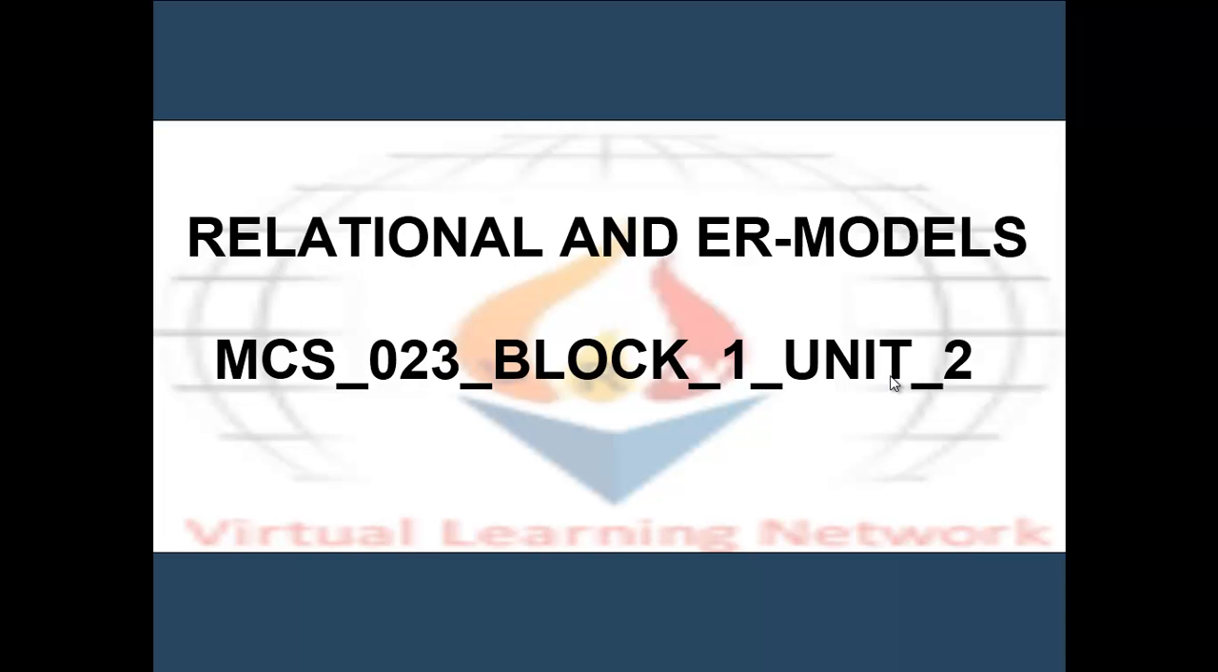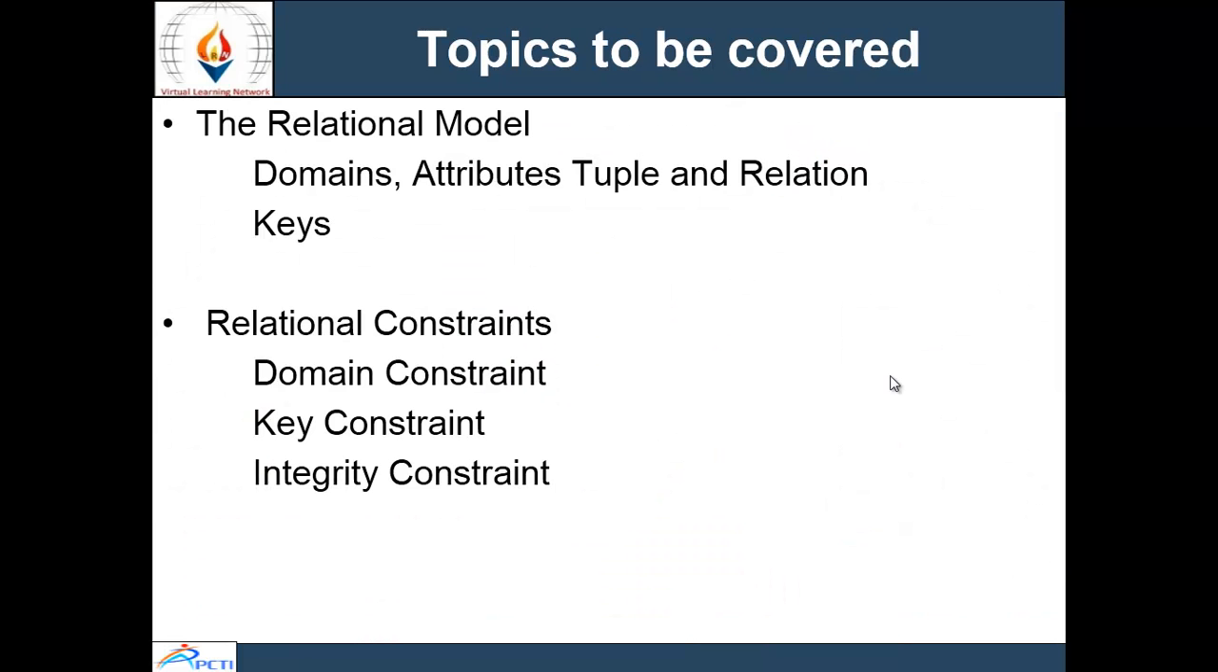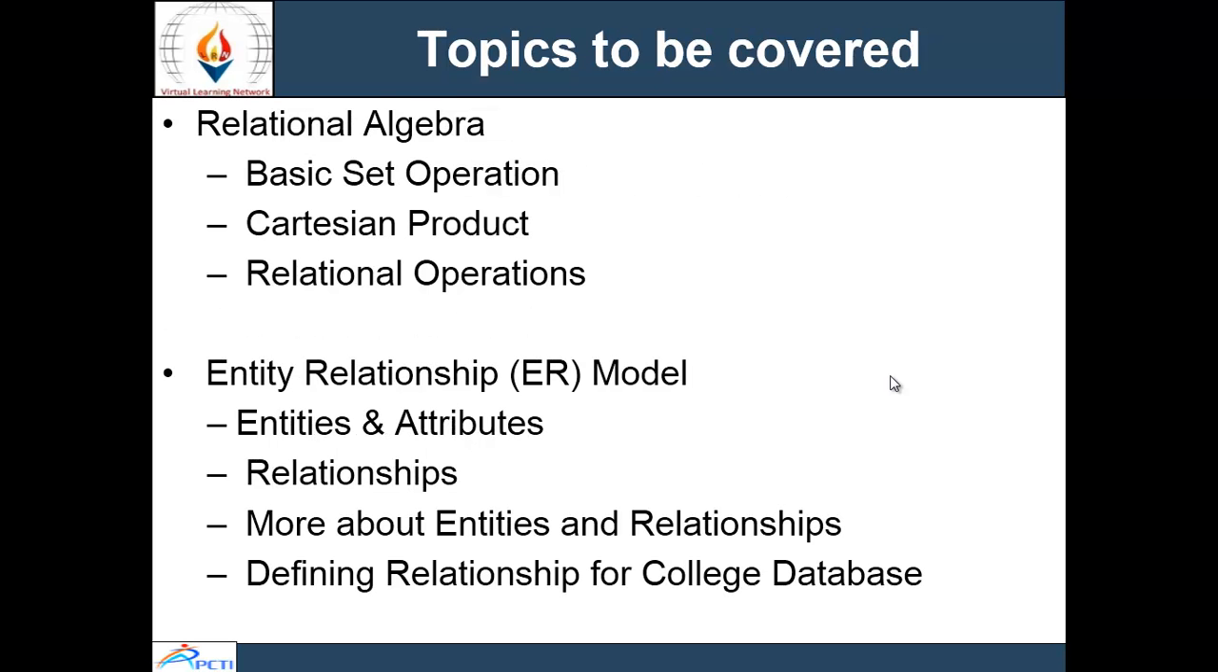Now the next topic is relational and ER models. In relational and ER models, we will discuss the different components of the relational model, that is domains, attributes, tuple, relations, keys, then relational constraints like domain constraint, key constraint, integrity constraints, then relational algebra like basic set operation, Cartesian product and relational operation, and ER models, that is entity relationship models.